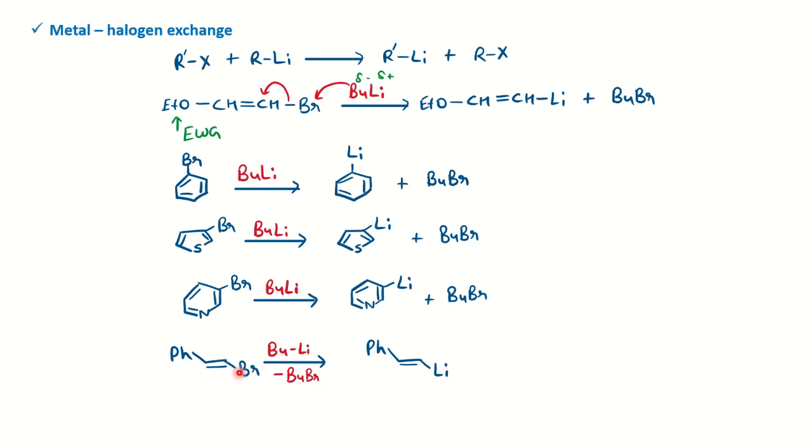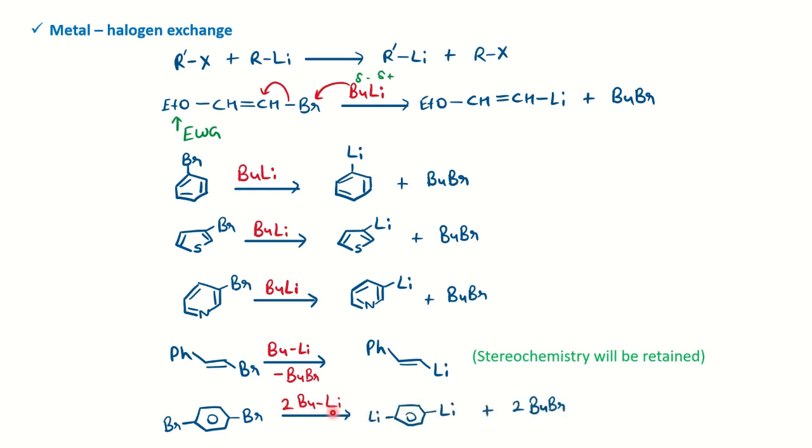The important thing here is the stereochemistry: the positions of the phenyl and Br are trans to each other, and that will remain the same. So here the stereochemistry will be retained. If you have two bromines, in the presence of 2 moles of butyl lithium, both will be exchanged.